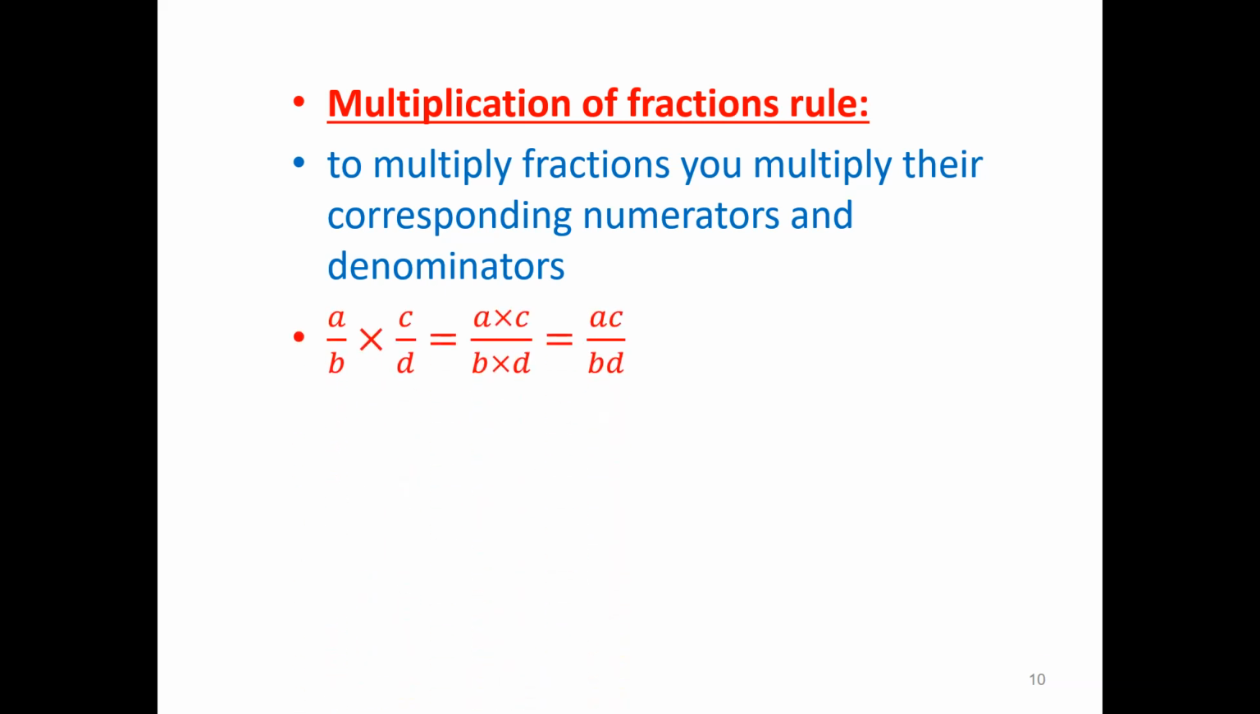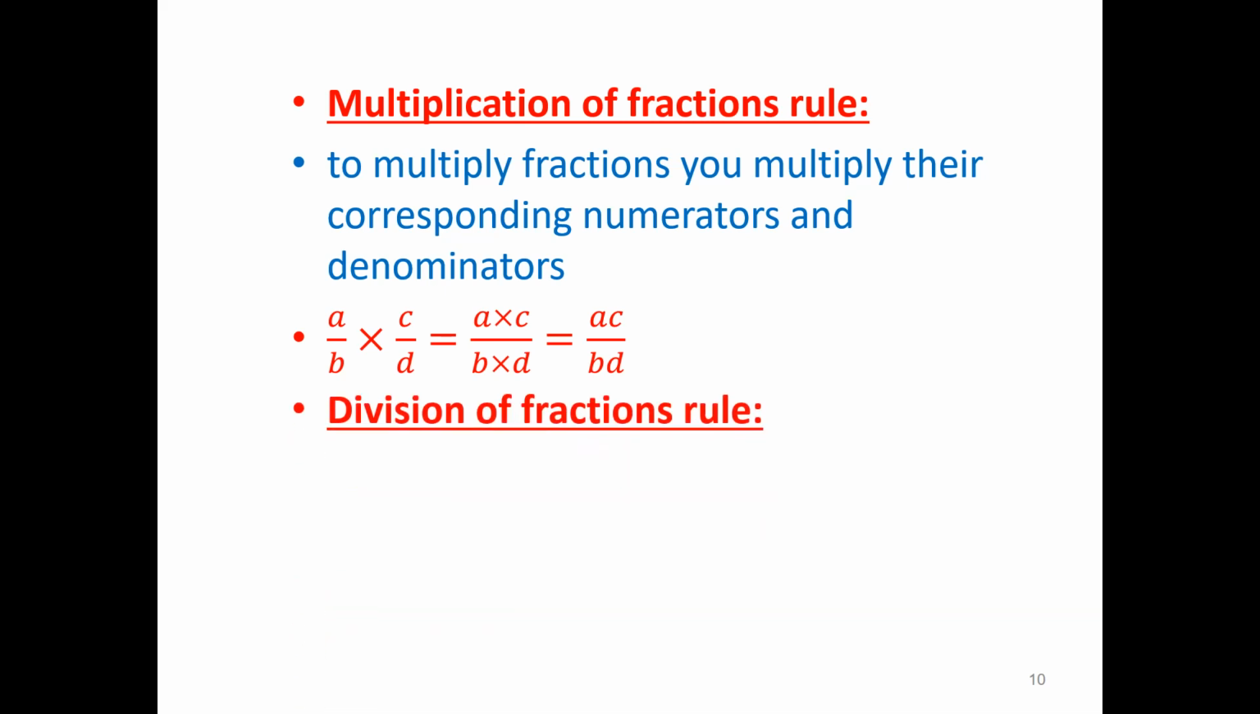So if you have 2 fractions like this, a divided by b is 1 fraction. The second fraction is c divided by d. So you just multiply the numerator of the first fraction by the numerator of the second fraction. So a multiplied by c, and multiply the denominator of the first fraction by the denominator of the second fraction, b times d. So the answer will be ac divided by bd. Okay? So multiplication of 2 fractions will give us 1 fraction.